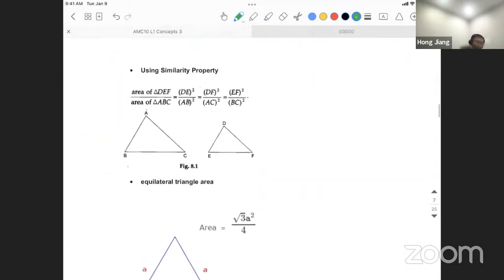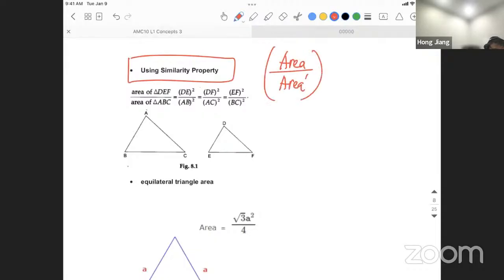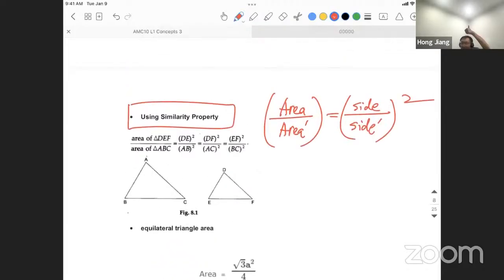Okay. And another thing I want to tell you, which is also very important, trust me, they test it every other year. Using similarity, they can also help you to determine the area. Because if two shapes are similar to each other, the area ratio would be the similarity ratio to the power of a perfect square. Do you guys know this? Yes or no? Can I have some feedback? If two shapes are similar to each other, the area ratio between these two shapes will be exactly the similarity ratio squared. Do you guys know that?